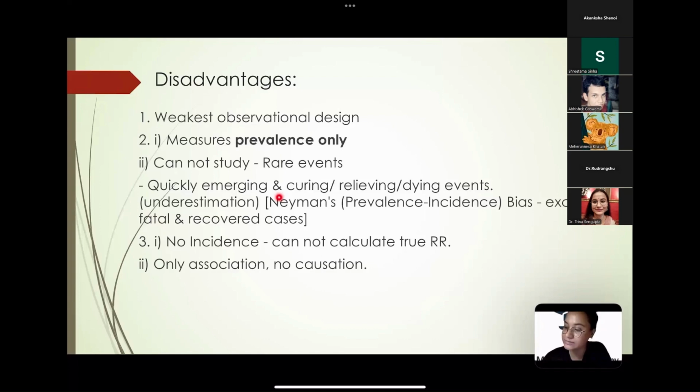One of the biases included in the cross-sectional study is that we are only taking into account the prevalent cases, not other cases. People who have died, who have left out, or who got cured, we are not taking them into account. So this is known as the Neyman bias, or incidence-prevalence bias. You know what is bias? For every epidemiological study, you need to know what biases are there. Any systematic error in the analysis of result or observation? Very good. So any systematic error.